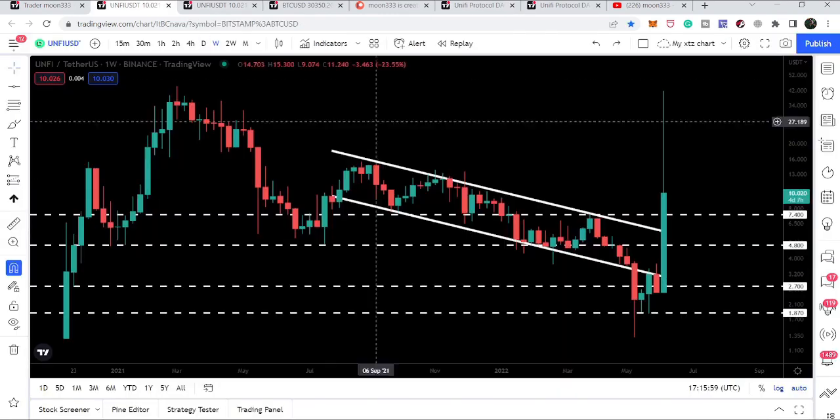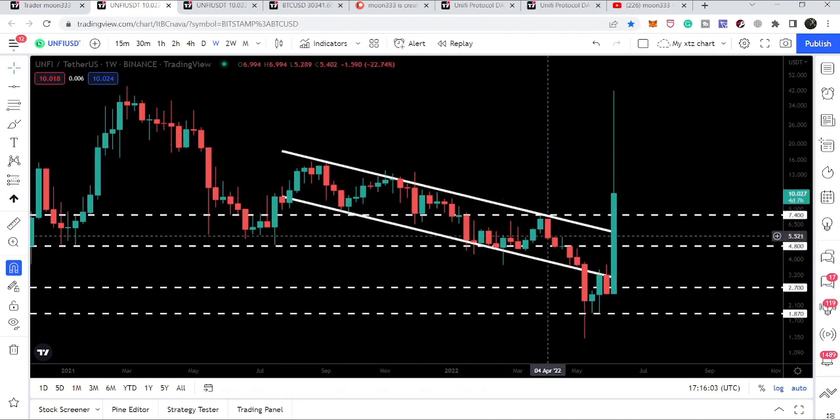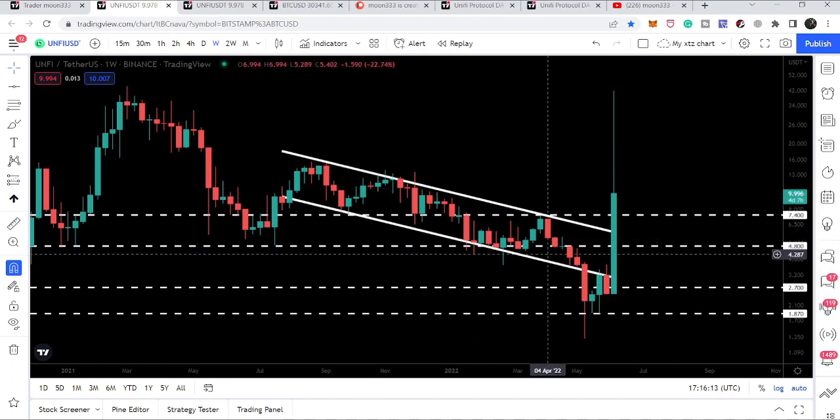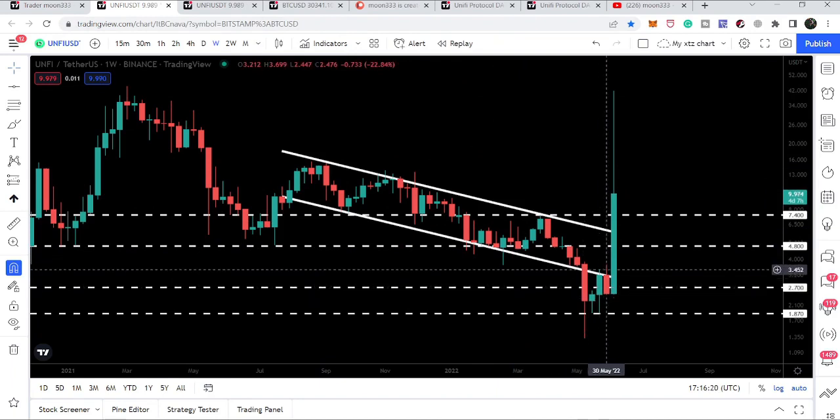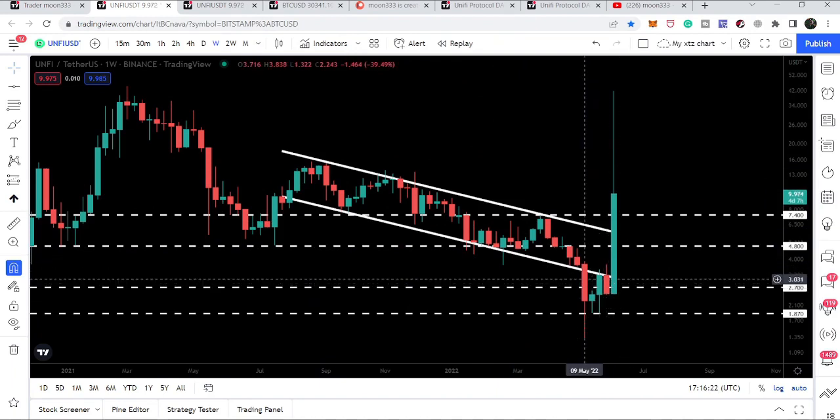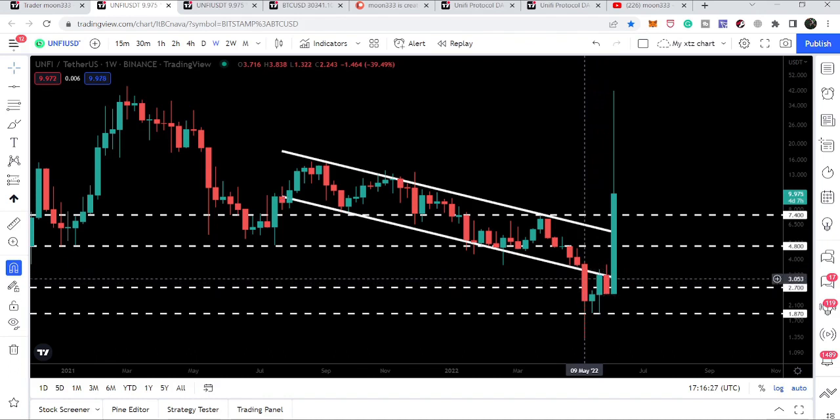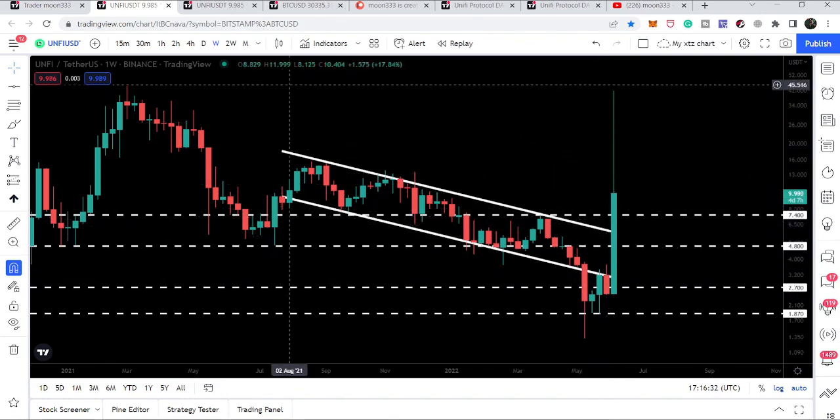And by the way, this was the down channel that I shared in my last video with you, and you can see when we broke down the potential reversal zone of this Gartley move here, at the same time Unifi protocol also broke down the support of this down channel on the weekly time frame chart as well. And after 1, 2, 3, 4, and this was the 5th week, if we include this weekly candlestick as well, that broke down this support. And you can see that now in the current week we are having a very powerful pump.